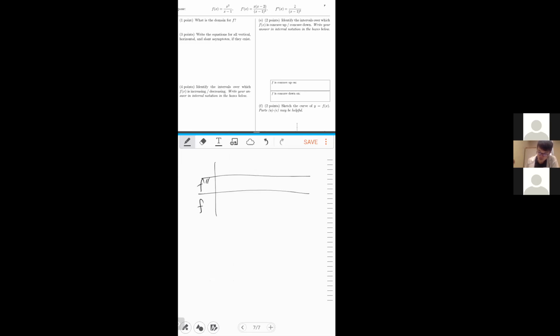And now that means we only need to check the second derivative for these two intervals. So the domain was from -infinity to 1 and then 1 to infinity. Pick points from the intervals and then plug them into the second derivative. I'll let you check. For example, if you pick 0, you're going to get negative. And if you pick 5, it's going to be positive. So that means the original function is concave down here and then concave up here.